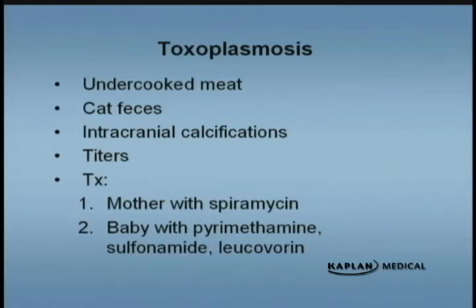You can diagnose this with titers. The best first test for any of these is to get TORCH titers or specific titers for whatever disease you want, but that's the best first test. You can treat this disease. If the mom has the disease, you can treat her with spiramycin. Once the baby is born, the baby will get pyrimethamine. You can also treat with sulfonamide. And for the first 6 months, if the baby's on sulfonamide, you need to treat the baby with leucovorin because of bone marrow suppression caused by the sulfa drug.